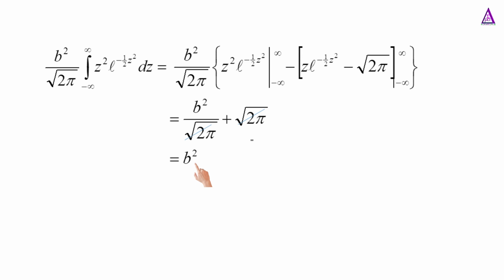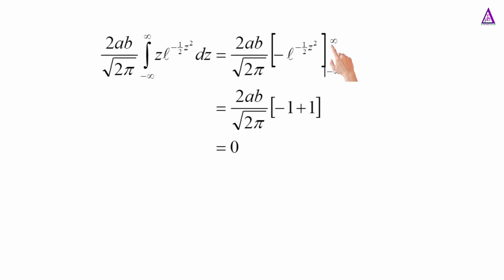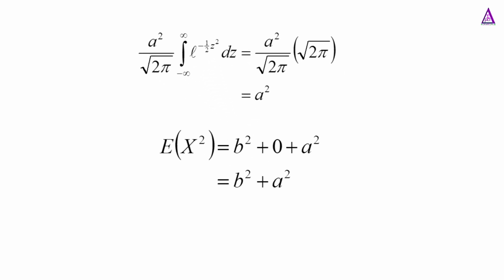And in the second part of the equation we are considering, which is this one, when we integrate this integral from negative infinity to infinity, we obtain negative exponential raised to power negative 1 divided by 2 z squared. And by putting our limit into this equation, we can see that it will give us negative 1 plus 1, which give us a 0 at the end. And the third part of the equation we are considering, which is this one, by integrating it, we have this result. And we can see that root 2 pi can cancel root 2 pi. The third part gives us a squared.